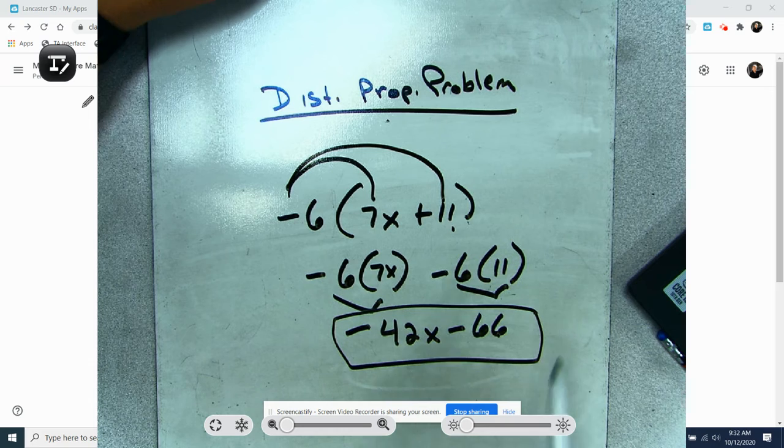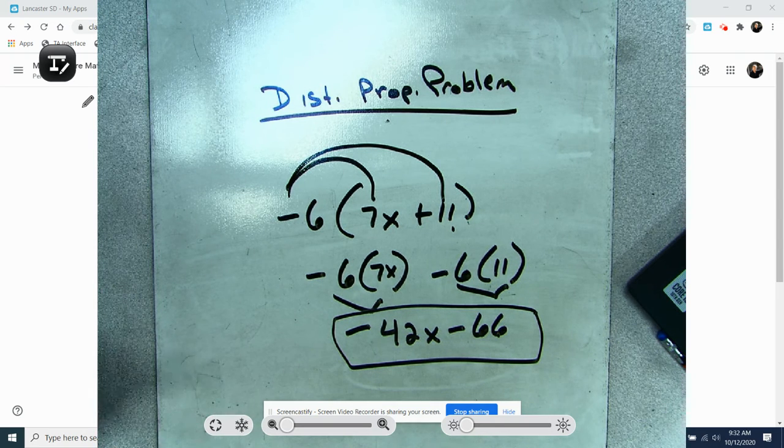All right? And that's how you do a distributive property problem. I hope this helps.